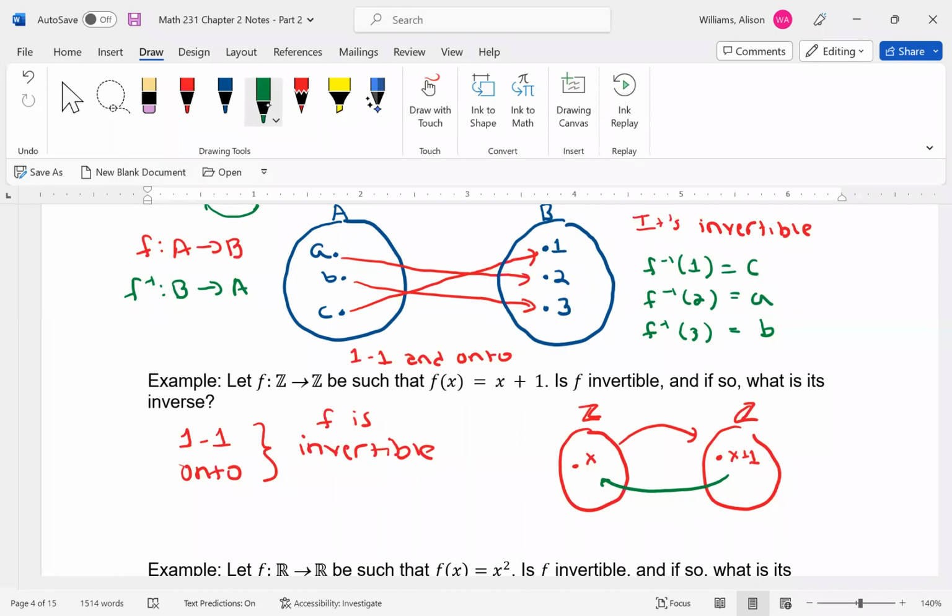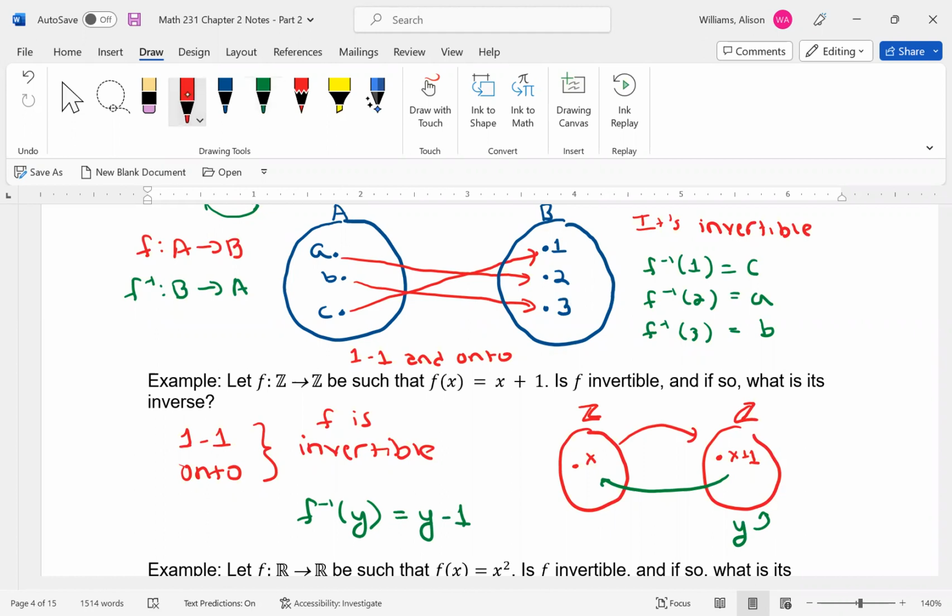So F inverse of y equals y minus 1, where y is in the codomain and x is something in the domain. But that's how you would write the inverse for it.